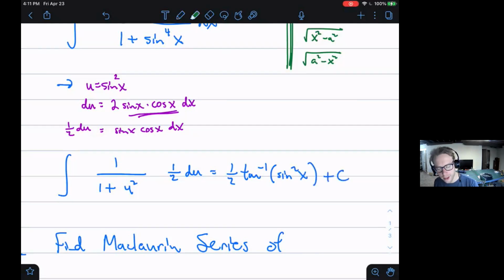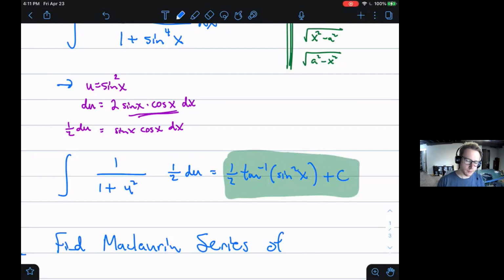Sadly, there's really no way that you can simplify this down and make it any cleaner. The sine squared kind of thwarts that a bit. So that right there is just how I would leave my final answer.